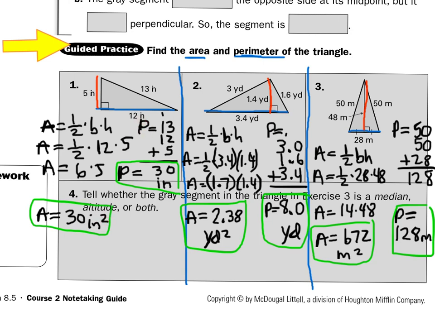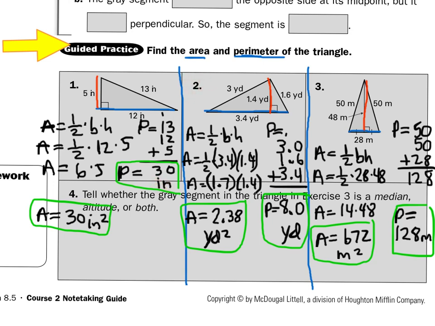Now for perimeter, we just add all the outside edges. So you just take the 3 sides of the triangle and you add them together. So 13 plus 12 plus 5. And when we added that together, we got 30. So that would be, the perimeter is 30 inches. And remember, perimeter is just plain old units, just inches.